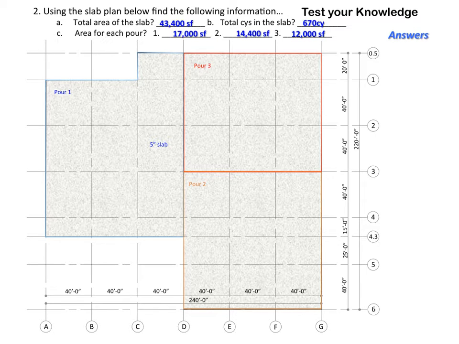I'm not going to go through all the math, but the total slab area placement was 43,400. Area 1, 17,000 square feet. Area 2, 14,400 square feet. Area 3, 12,000 square feet. And the total cubic yards was 670 cubic yards.